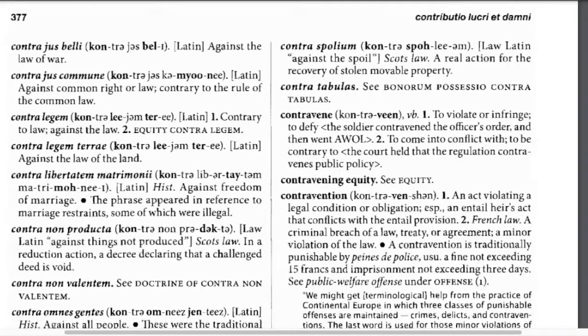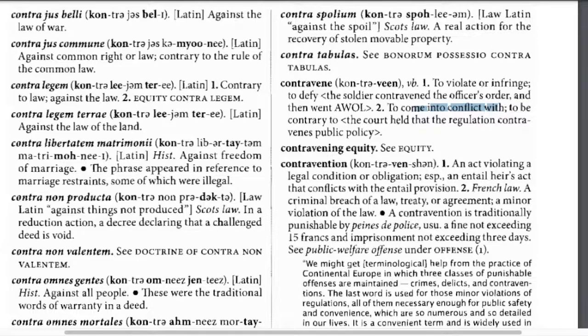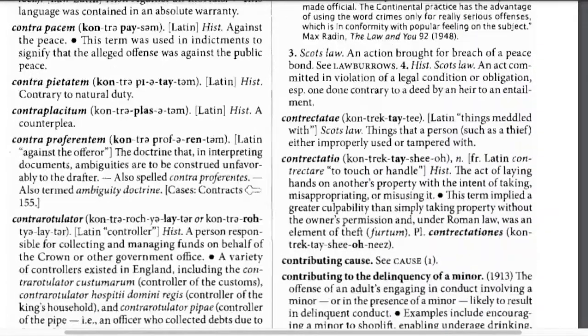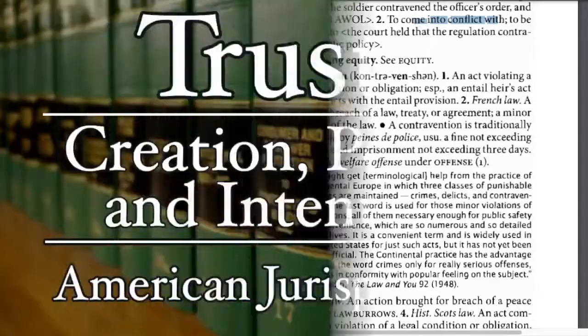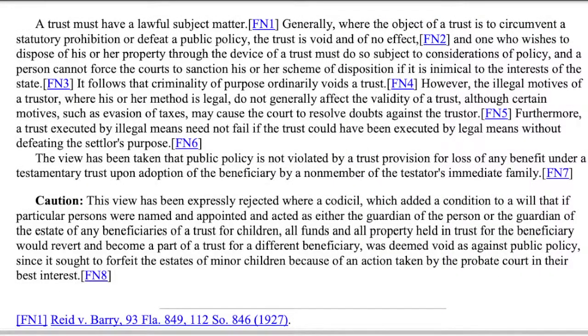Contravene. Is it on screen? Yes. To violate or infringe. To defy. Soldier contravened the officer's order and then went AWOL. Violate or infringe is to contravene, to come into conflict with, to be contrary to. The court held that the regulation contravenes public policy, comes in conflict with, right? Contravening equity, contravention. So, okay, so I think we get that down pretty well. Let's return.